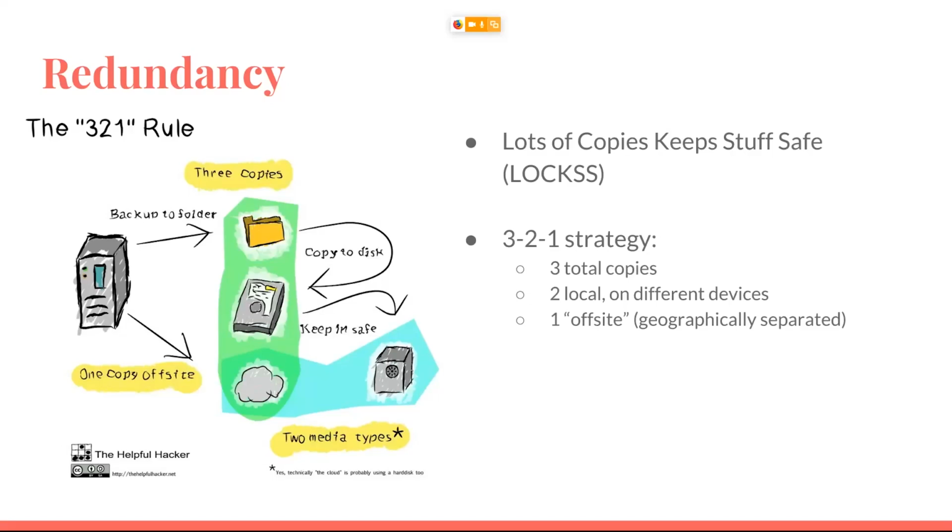But then at least one copy off-site, which is to say geographically separated, which is a way of ensuring that we avoid that natural disaster concern, right? Which is to say if there's any sort of geographic catastrophe in one place that affects your 2 local copies, you can be assured that there is one copy off-site that is not affected by that particular crisis.